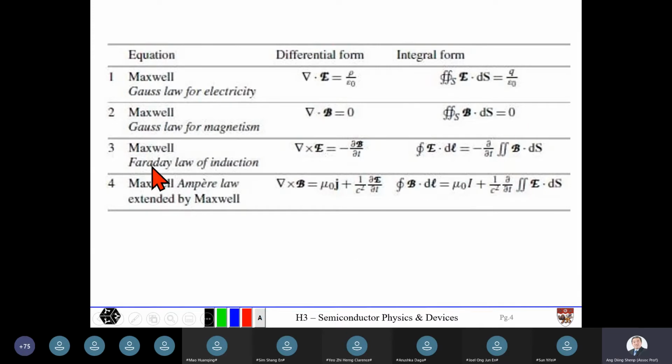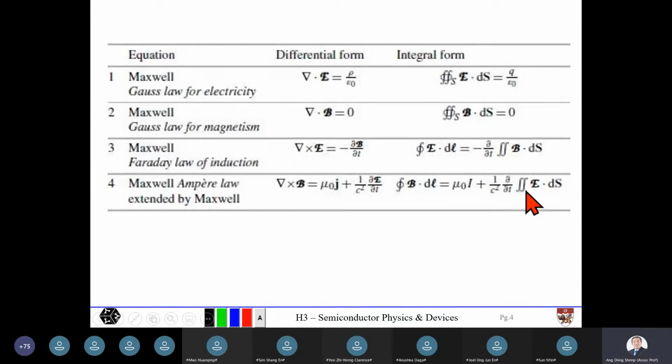Now the third equation is Faraday's law of induction. Essentially it says that a changing magnetic field can lead to an electric field. And the last equation is Ampere's law, which says that a magnetic field can exist as a result of current flow or the presence of a changing electric field.